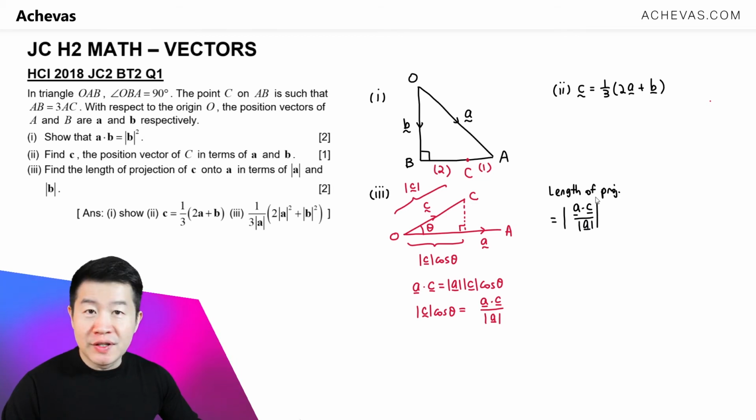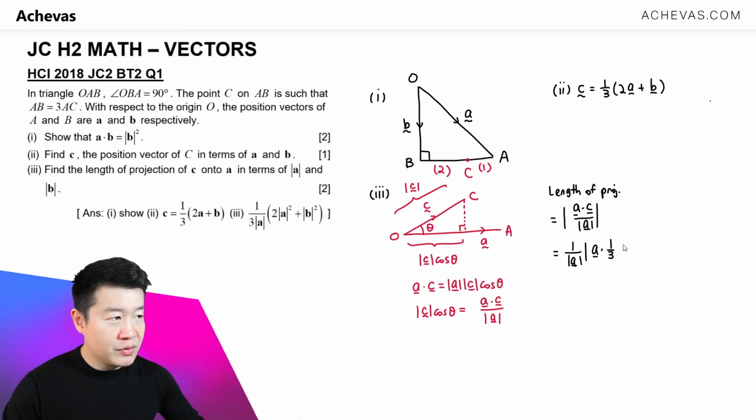We are adding an extra modulus just to make sure that the length that we are finding is always going to be a positive number. So for A, I'm going to keep it. For C, I'm going to replace it by this. And for this modulus of A, since it is a positive scalar number, I'm going to bring it out of the modulus, which gives us a 1 over modulus of A. And within here, A, I'm keeping it. So it is going to be A dot C. C is what we have derived in part 2. So it is going to be 1 over 3 of 2A plus B. And 1 over 3 is also a positive scalar number.